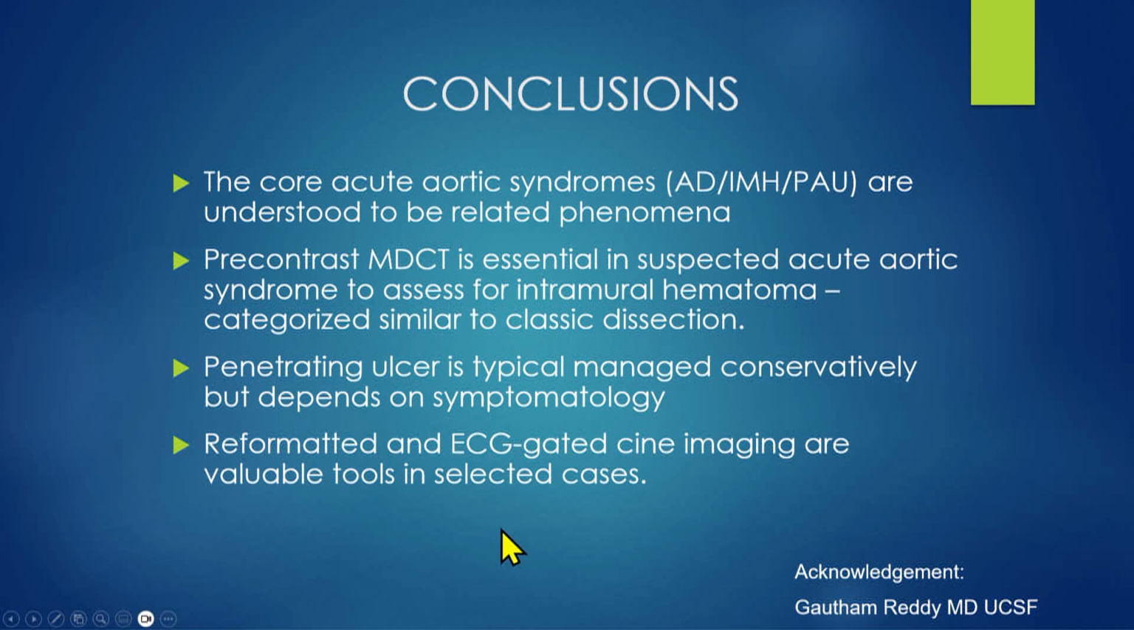You can have mimics of it in terms of the ulcer-like projections that I showed you and so forth. And then, of course, reformatting images. We want to use, in particular, ECG gating, especially in the ascending aorta, to try to rule out a dissection in that location, which we routinely do.